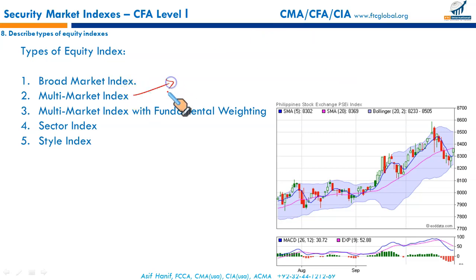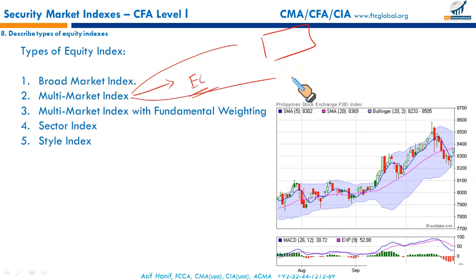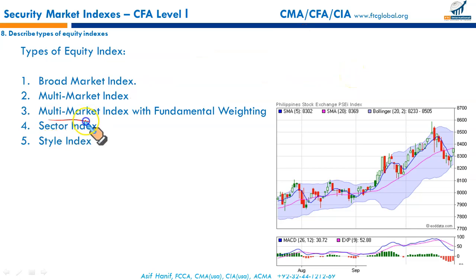Then we have the multi-market index. As the name suggests, this index contains many markets in different geographical regions, in many countries probably. It could be based upon economic development, also called emerging market indices. It could be an index for a particular region, like North America. Or it could be an index for the entire world, like the MSCI World Index. Then we have the multi-market index with fundamental weighting, the same as we discussed a little while ago. But in this case, rather than earnings, dividends, and free cash flows, we will use fundamentals like GDP.